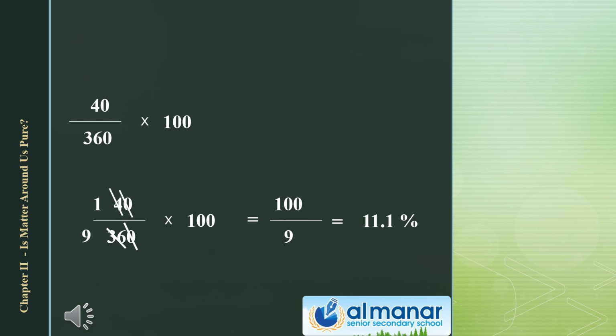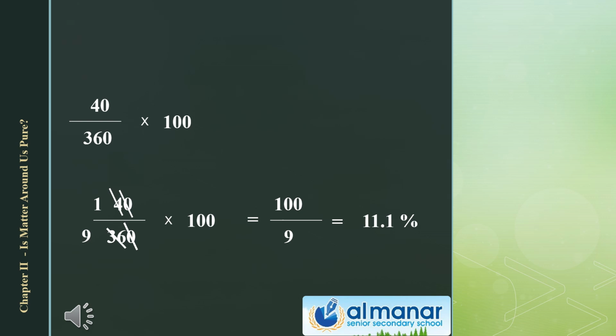40 by 360 into 100. First, we can cancel the zeros of 40 and 360. So we get 4 by 36 into 100. Then 4 and 36. 36 is a multiple of 4. We know 9 fours are 36. So it will come 1 by 9 into 100, or 100 by 9.